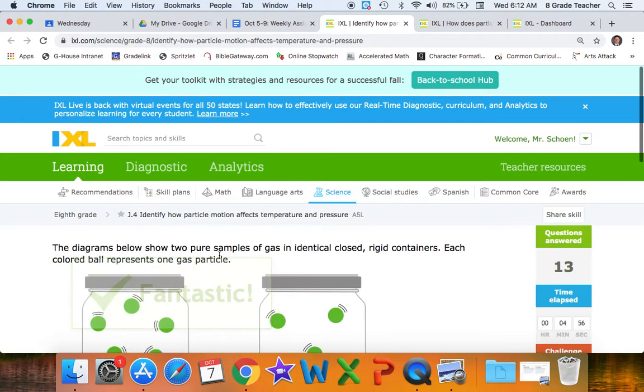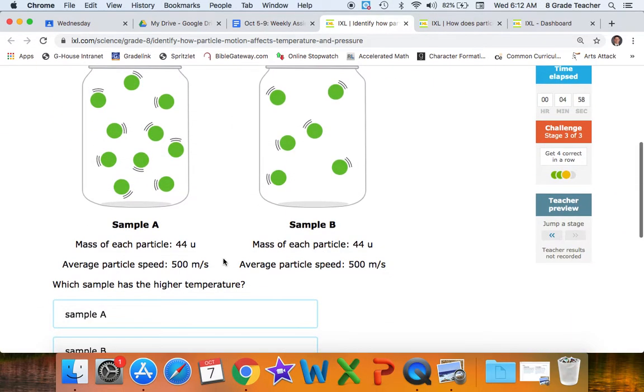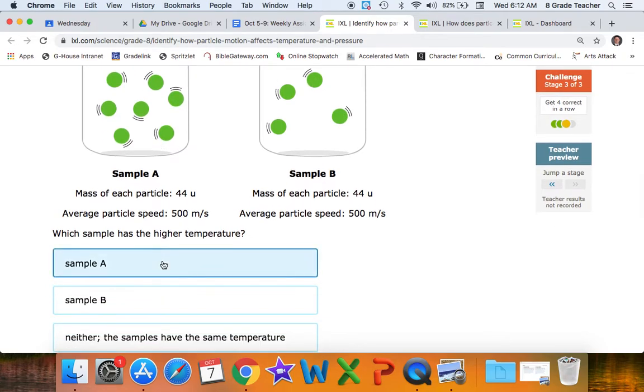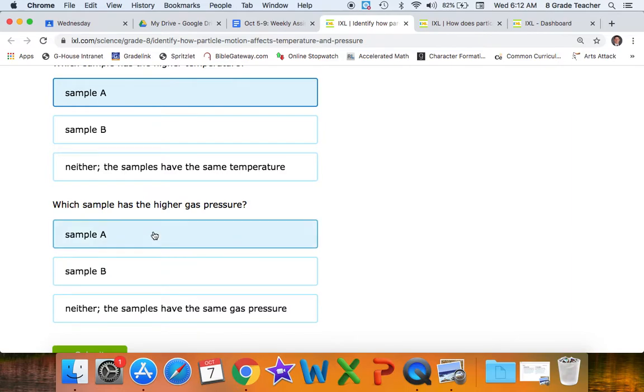Sample A, sample B, same mass, same average speed. Third factor is the number of particles. You can tell that sample A has 1, 2, 3, 4, 5, 6, 7, 8, 9, 10. Sample B only has 1, 2, 3, 4, 5, and 6. So sample A has more particles, which is going to increase that pressure and increase that temperature.